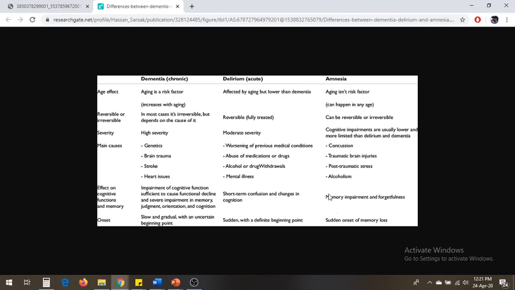And memory impairment and forgetfulness. Here, loss of functions also. In dementia there is functional decline and severe impairment in memory, judgment, orientation, cognition. This is memory impairment and forgetfulness. They forget things. Sudden onset of memory loss. Yes, short term, we say day-to-day life, short-term memory loss. Yes, right. Delirium is also there. You can refer to these things as well.